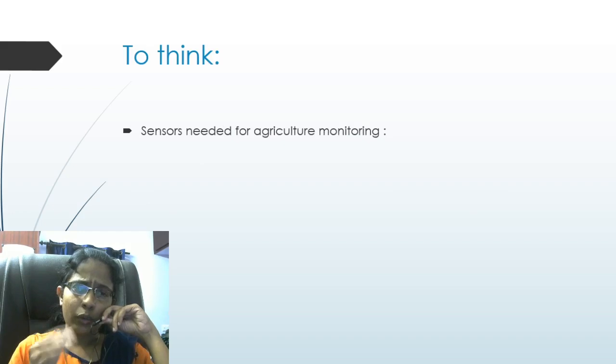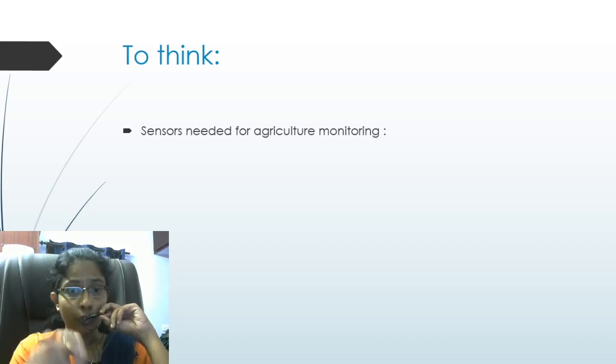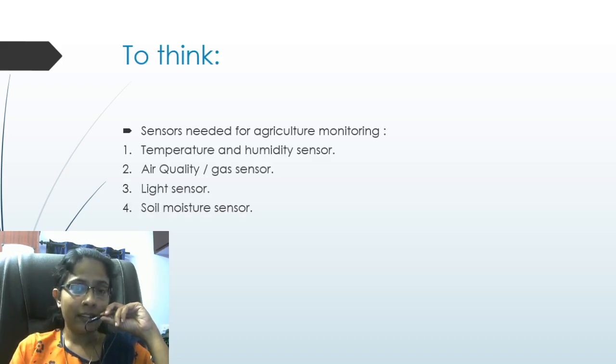Before going to the actual sensor working, we are giving a topic to discuss: agricultural monitoring. I have a small field and I want to monitor the field using sensors. What sensors are needed for that? You can also take a paper and write down some of the sensors needed for this particular work. Number one, a temperature humidity sensor, air quality gas sensor, light sensor, soil moisture sensor, and IR sensor.